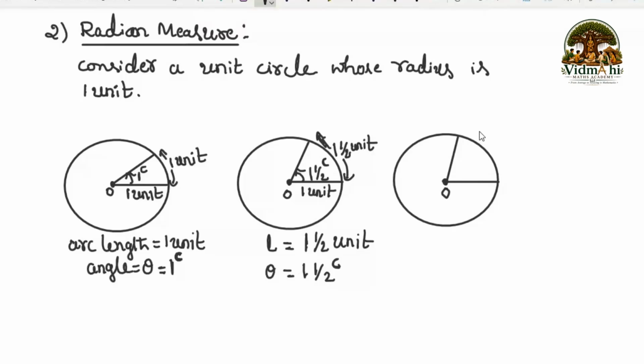In general, if we consider the arc length as L and the radius as R, there is a relation between the arc length and theta, that is the angle. Theta is equal to L by R. As the arc length changes, the angle also changes.